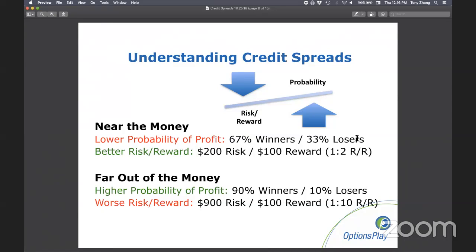For those types of trades, you're generally going to see probability of profit numbers somewhere in the 67%, 2/3 range, if you will. And these will generally have risk reward ratios of roughly where you're risking $200 to make about $100. So a 1 to 2 risk to reward ratio. Those are the typical credit spreads that we see a lot of traders trade on individual stocks. Now, a lot of ETF and index options traders like to trade far out of the money credit spreads.